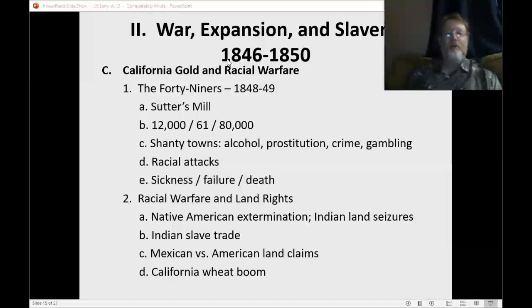Almost worth its weight in gold, probably. To some people, anyway. Maybe. The gold boom turns into the wheat boom. Interesting.